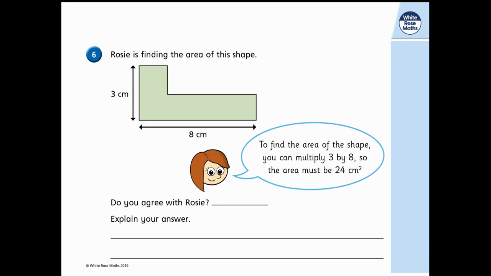Okay, so here now we've got 2 problems. Let's pause the video and have a go at this problem on your sheet. When you find the area of that shape there, the green shape, you multiply 3 by 8 to get the area. Is Rosie right or is she wrong? And explain your answer. So don't just tell me yes or no.